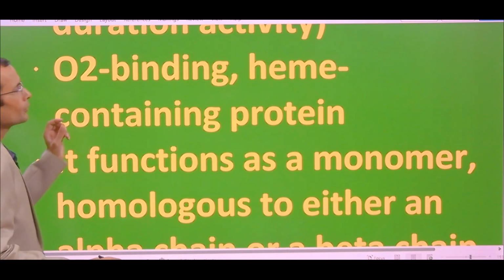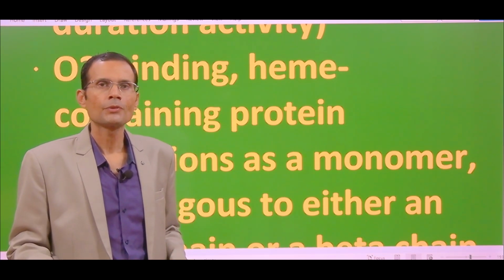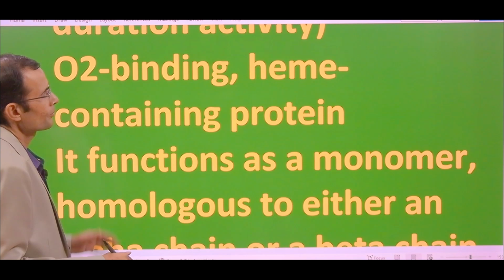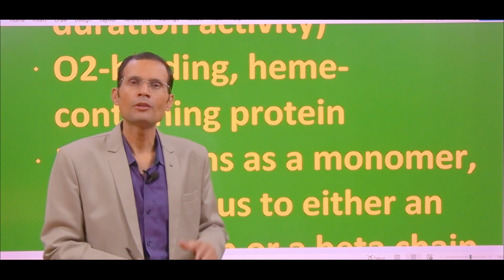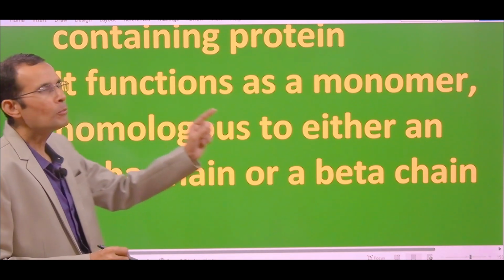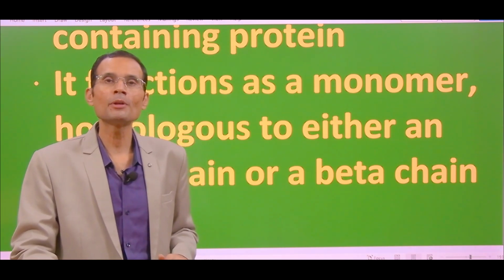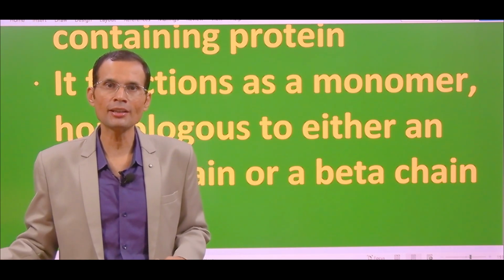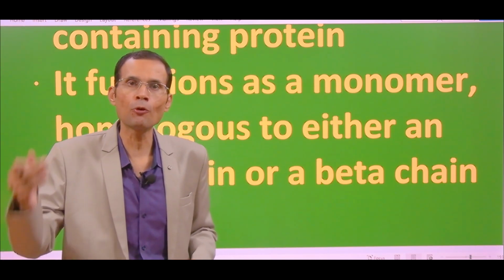Okay, now myoglobin is an oxygen binding protein, just like hemoglobin. Even myoglobin takes up oxygen. It is a heme containing protein. Yes, myoglobin also has heme, very similar to hemoglobin, apart from a few exceptions. It functions as a monomer. Now that is where it differs from hemoglobin. One hemoglobin molecule can take up 4 oxygen molecules. It has 2 alpha and 2 beta chains. So 4 chains in all, and therefore it's a tetramer, and it can take up 4 oxygen molecules.